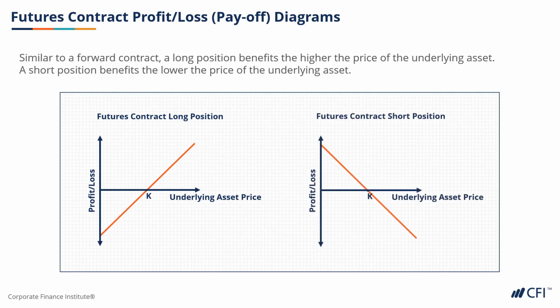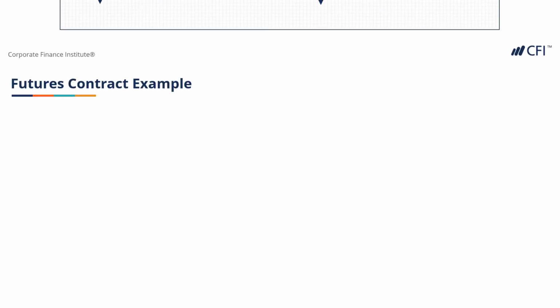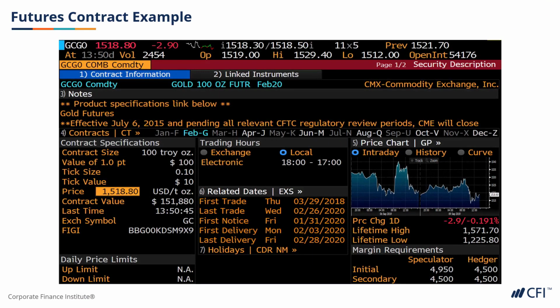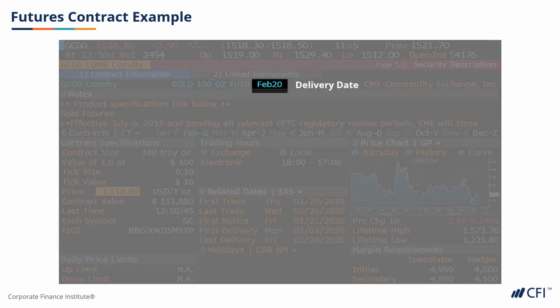Now let's look at a real futures contract. This futures contract is for gold. We'll start by looking at the delivery date. That, in this case, says Feb 20 or February 2020. This is the date in the future that the transaction will occur.